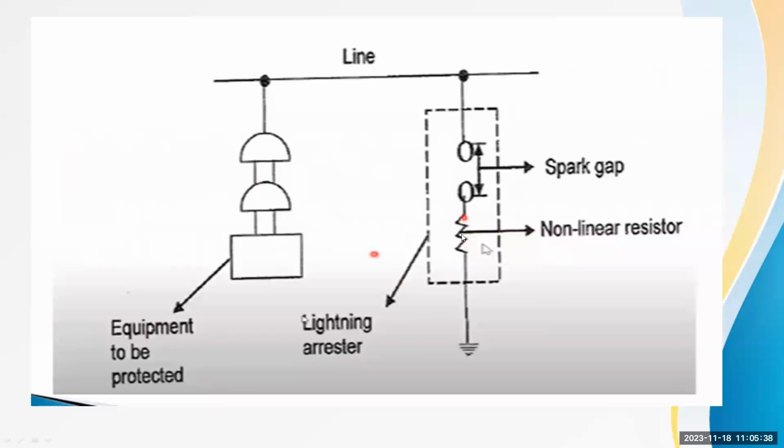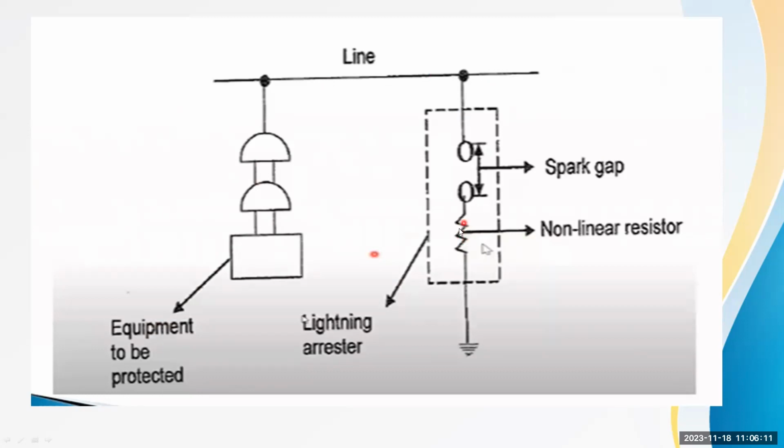Under normal operating condition, the resistance is very high, that's why there is no current flowing in this direction, and the electrical operators can work. Under any fault, lightning or surge condition, the resistance becomes less and the surge current is bypassed to this lightning arrestor. Understood? So what is a nonlinear resistor? The resistance is not fixed.